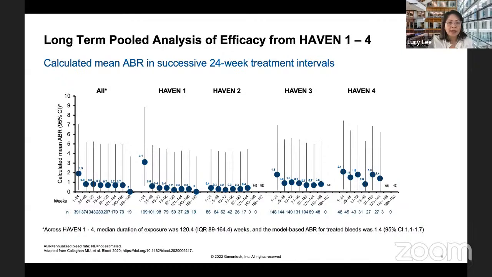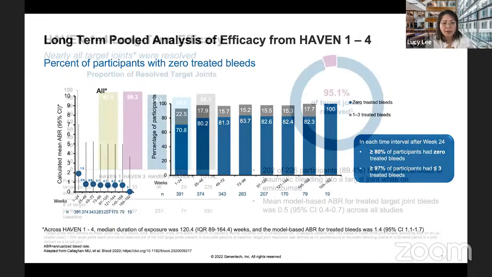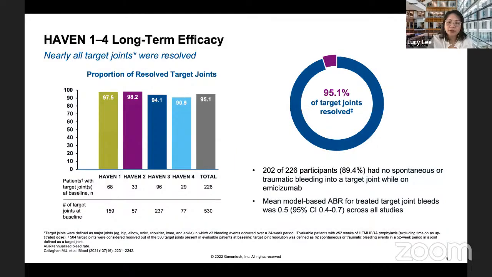And a really quick look at the efficacy data in terms of long-term analysis. You can see that the benefits in bleed reduction seen in the primary analyses of these trials have continued and have been sustained over time, over 24-week treatment intervals. And this is out to a little bit over 2 years. Similarly, the proportion of patients experiencing zero bleeds have also been sustained out to this same period of time. And importantly, we did see 95% target joint resolution in this long-term analysis, with about 90% of patients experiencing no spontaneous or traumatic bleeds into the target joint while on Emicizumab prophylaxis.